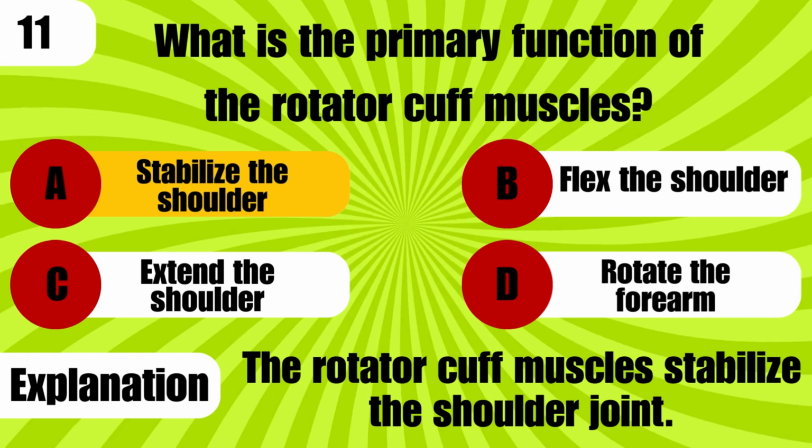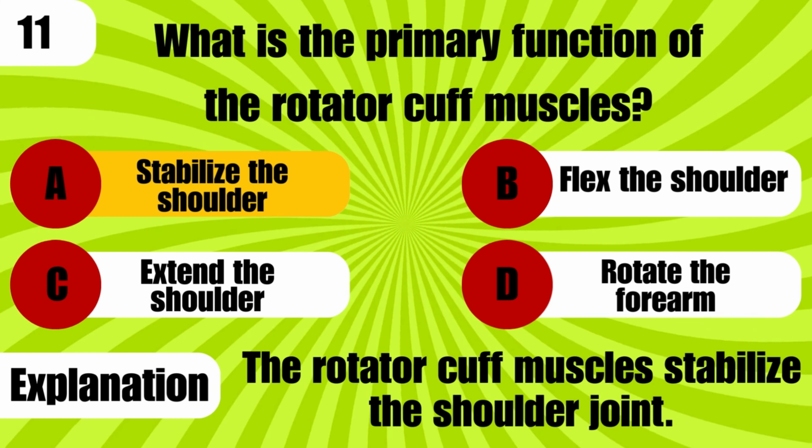Which muscle is known as the calf muscle? Gastrocnemius, soleus, tibialis anterior, peroneus longus. The right answer is gastrocnemius. The gastrocnemius is commonly referred to as the calf muscle.